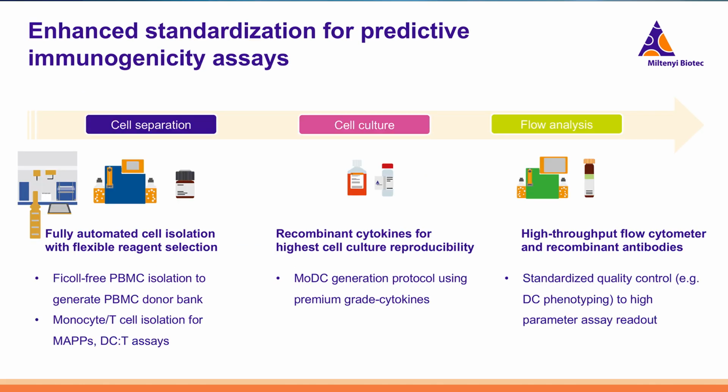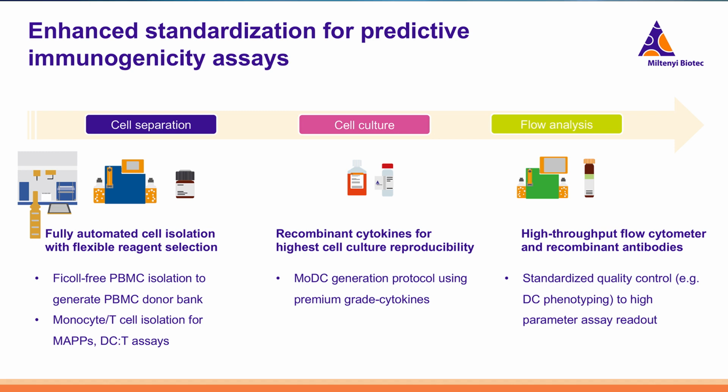And at the end of my presentation, I want to summarize how we from Miltenyi Biotec support you to enhance your standardization for predictive immunogenicity assays. So I've shown you some examples for primary cell isolation with the MultiMACS X, for fully automated cell isolation with flexible reagent selection. But we have also Ficoll-free PBMC isolation established to generate PBMC donor banks from different starting material. And what I've shown you here is also for the immunogenicity, the isolation of monocytes and T cells for the MAPS assay, but also for dendritic cell T cell assays from the same donor.